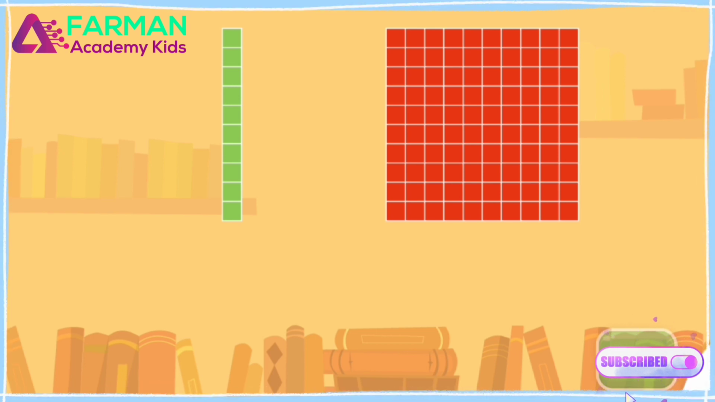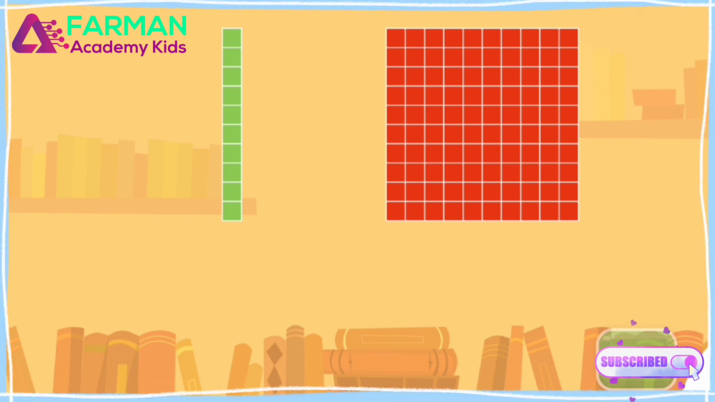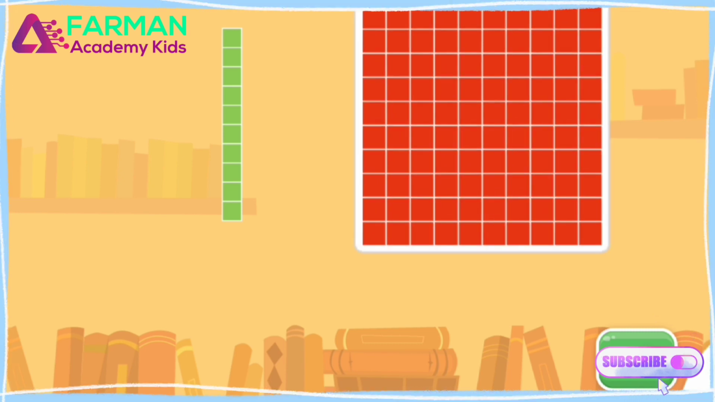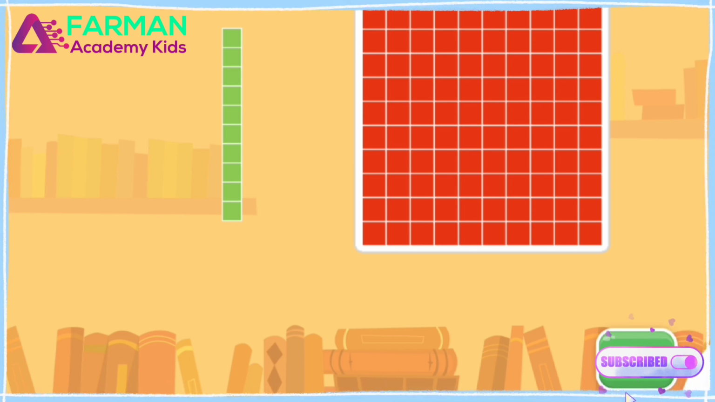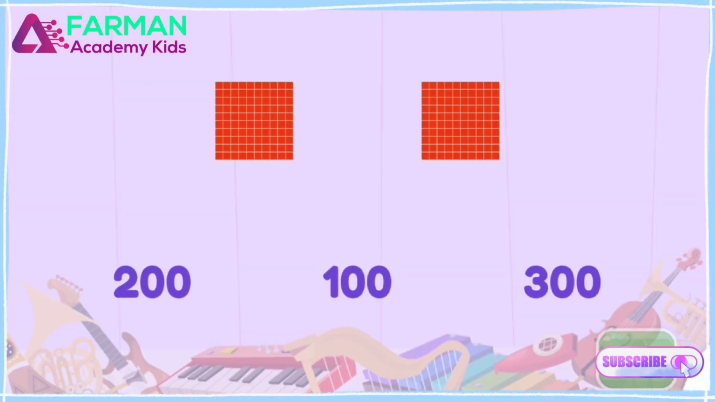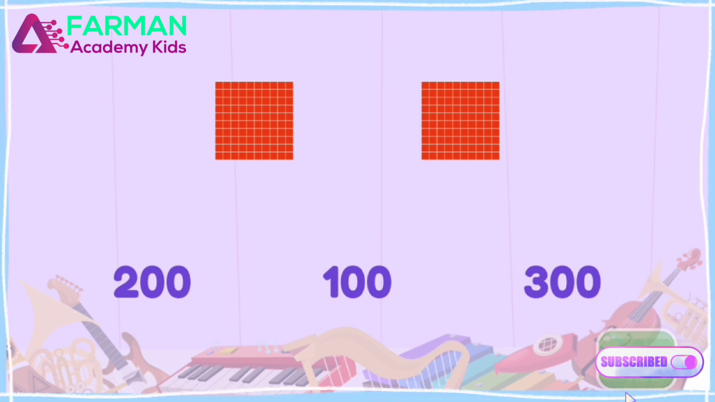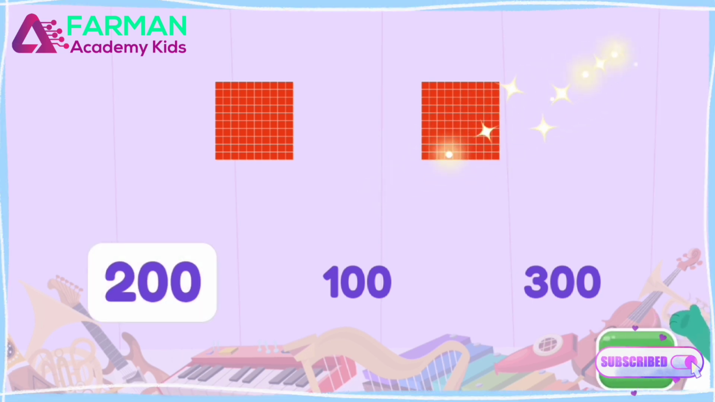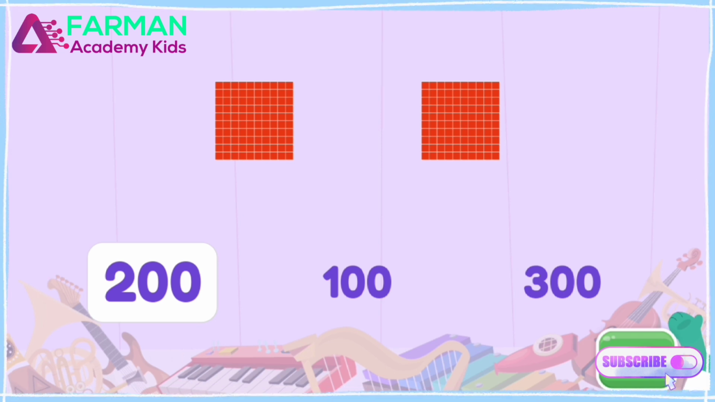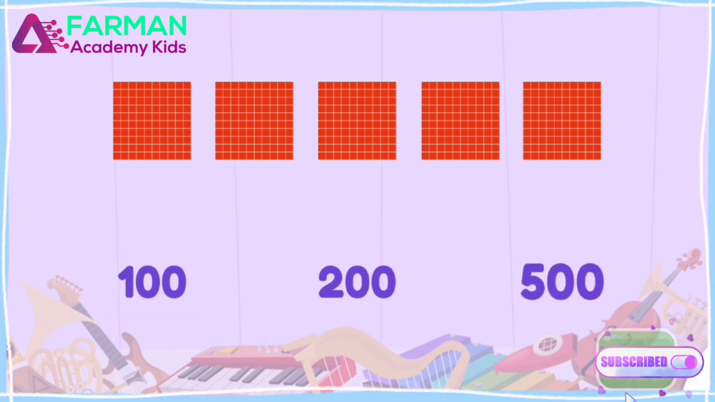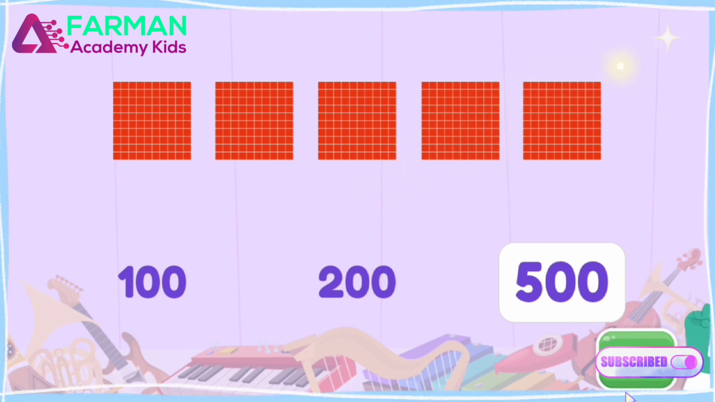A flat is made up of 100 blocks. Tap the flat. Super! A flat is made up of 100 blocks. Don't count each block in the flats. How many blocks are there total? Super! A flat is made up of 100 blocks. There are 200 total. How many blocks are there total? Great! There are 500 total.